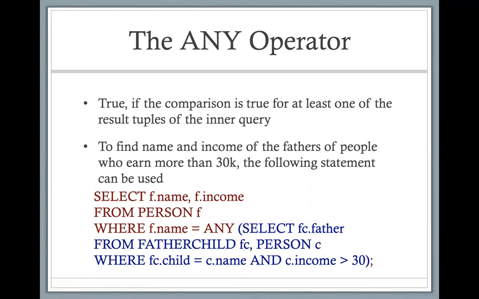Now, it's a list. So I want to find the name and income of every person in this list. So let's say this list was Steve and Greg, two values. I want to find now the name and income of both Steve and Greg. So equal to any of these results, the results of the inner query. That's what it means, any. Does that answer your question? Okay, good.